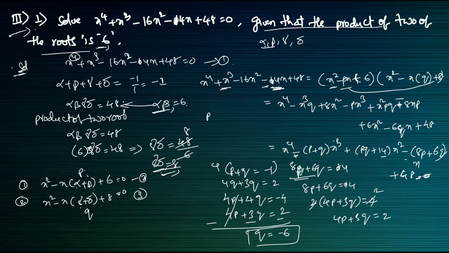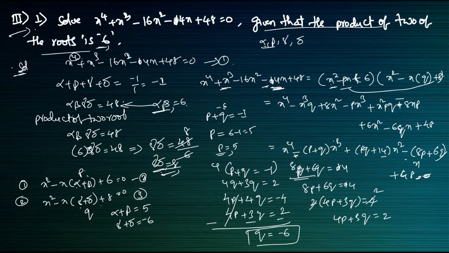So p plus q is equal to how much? Minus 1. Now in this I will substitute the q value. So p is equal to, minus 6 will go there so it will be plus 6, 6 minus 1 is equal to 5. So p is equal to 5. So alpha plus beta is equal to 5 and gamma plus delta is equal to how much? Minus 6. So if we substitute these values in the equations, we will get the two equations.